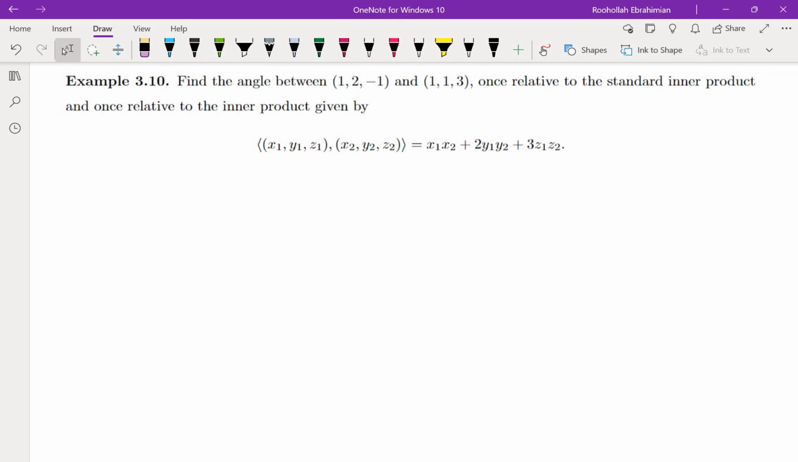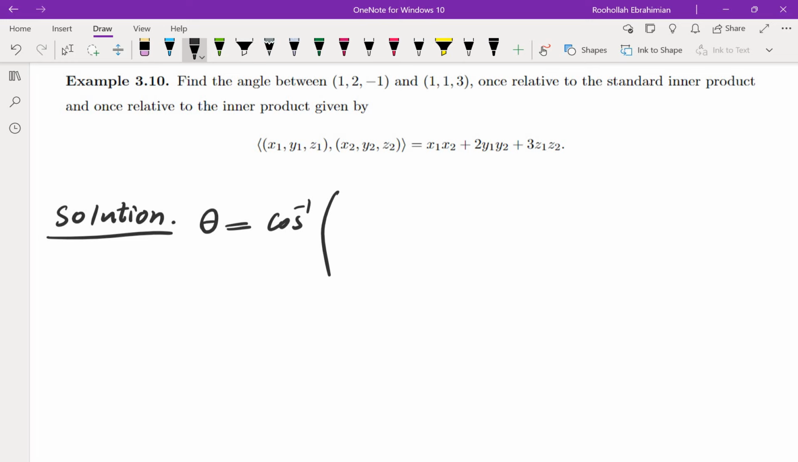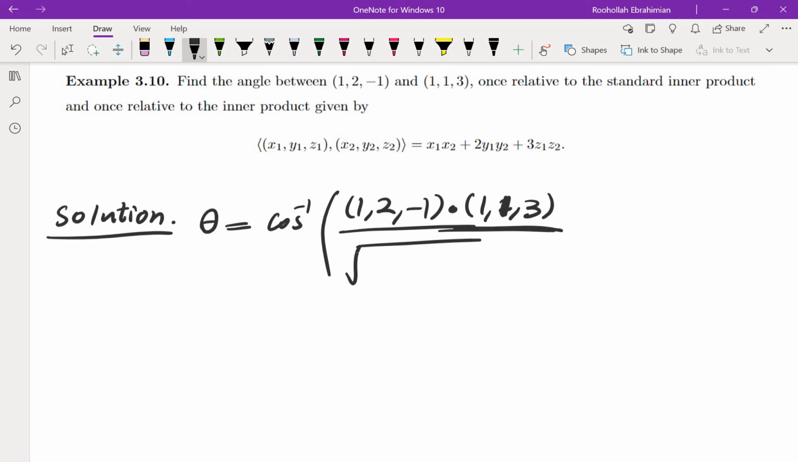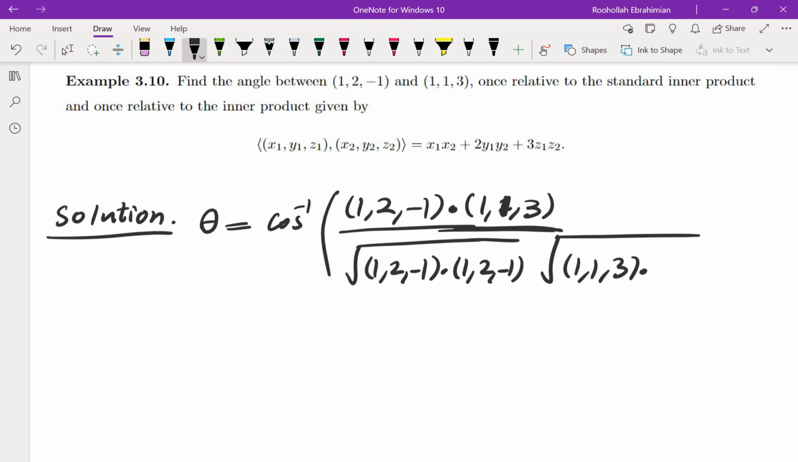Okay, so now we will do an example on this. Find the angle between these two vectors, once relative to the standard inner product and once relative to this inner product. So we will do the standard one first. So the angle is the cosine inverse of the inner product, so (1, 2, -1) dotted with (1, 1, 3) divided by the length of each one of them relative to this inner product. So it would be the square root of (1, 2, -1) dotted with itself, and also the square root of (1, 1, 3) dotted with itself.